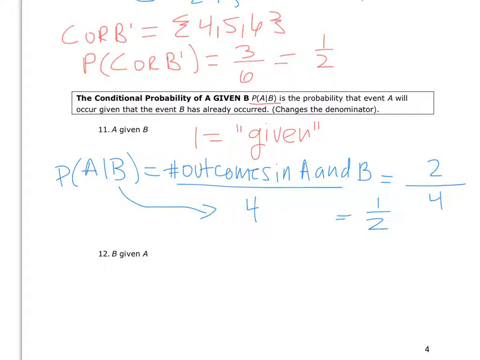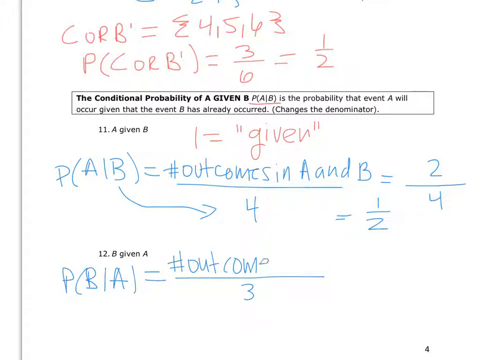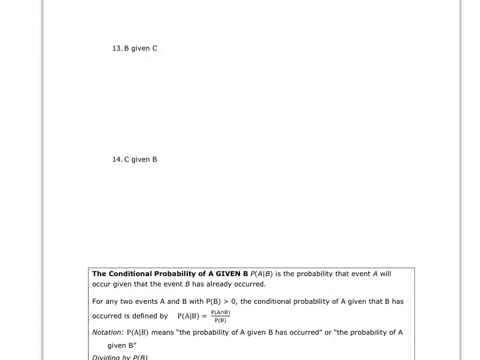Okay, let's look at the probability of B given A. We have the same events, but it's not going to be the same because we're assuming that A has occurred now. So the denominator becomes the number of outcomes in A, which is 3, and the numerator is still the number of outcomes that are shared between A and B. All right, so we get 2 over 3, or 2/3 for that probability. Let's look at a couple more.